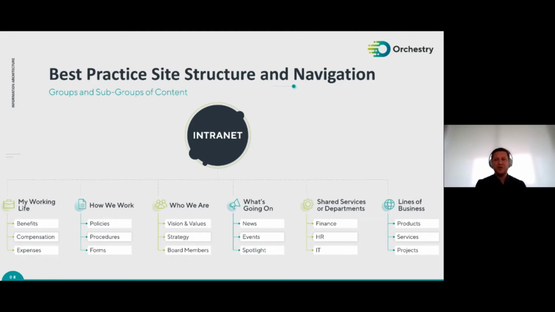The first one is content around what we call my working life. Think of this as the type of content that an individual user would look for related to them, so things like benefits, compensation, expenses. Typically a lot of this is human resources based content, but that's a particular bucket of content. It's all the content related to me as an individual within the organization. The next one is how we work. Maybe that's called tools and resources, but it's all the things that I need to perform my job.